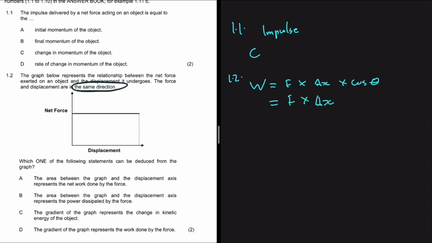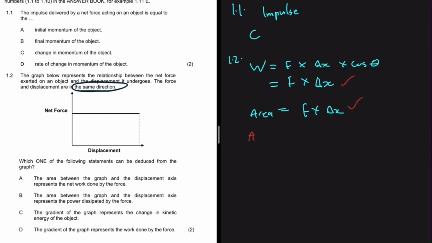The area of this graph will clearly be equal to the force, right, on the y-axis. So we have force and then the displacement on the x-axis, right, which is delta x. It is a rectangle, so the area is length times breadth, right? And this is clearly equal to the work done by the force on that object. So we go in with option A. Let's see if option B, C, D makes any sense.